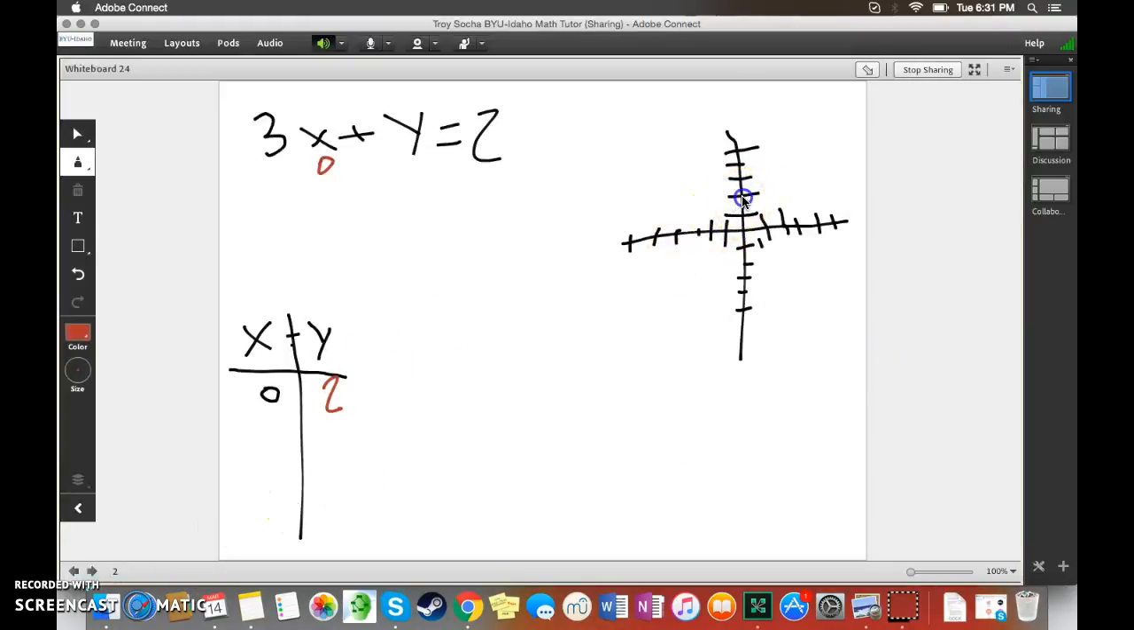So far, our first point is right here. If you will recall, our points look like this. So 0, 2 is a point. Next we're going to do 1, then negative 1 because that's easy, and then 2. All right, so when we plug in x as 1, we get 3 times 1 plus y equals 2. So we're going to minus 3 because it's times 1. So y equals negative 1. Okay, that's pretty easy. So when x is 1, y equals negative 1. That's cool. So it's right here.